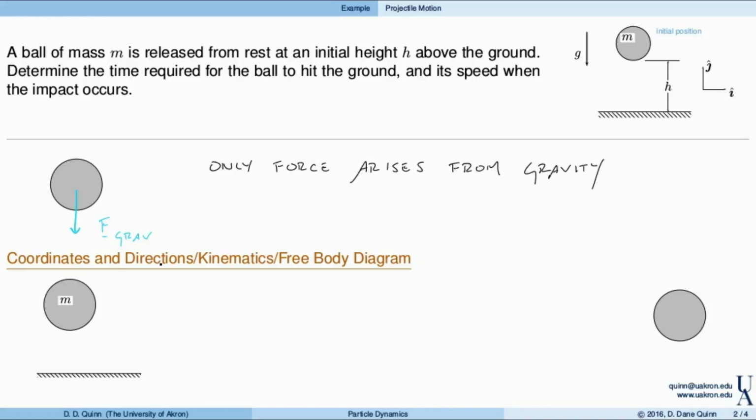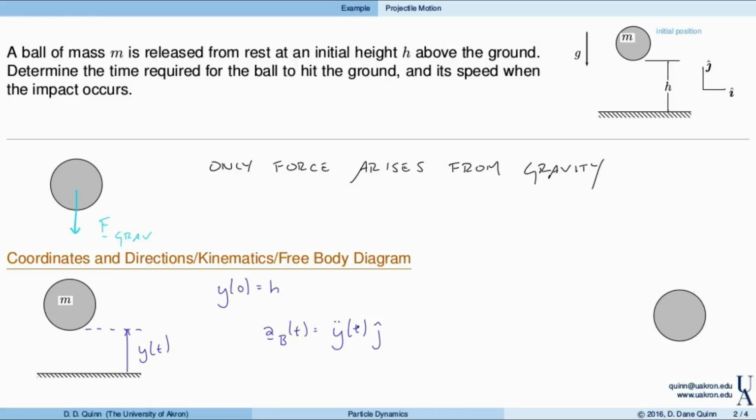Now we must define coordinates and directions that will allow us to describe the configuration of this particle. Here we've shown directions i and j in the horizontal and vertical directions. Then we would like to measure the height of the ball above the ground with a coordinate y. So note here that y measures the height of the ball at any given time. In particular, at time 0, the height is h, so that's the initial height. And with this coordinate, we find that the acceleration of the ball is y double dot in the j direction.